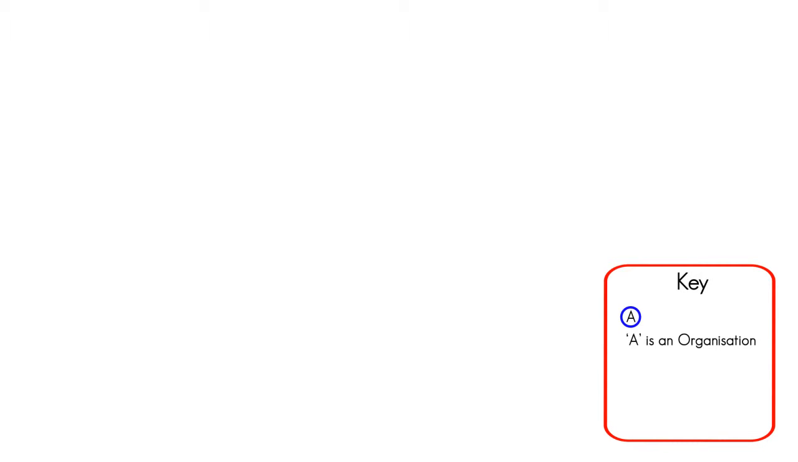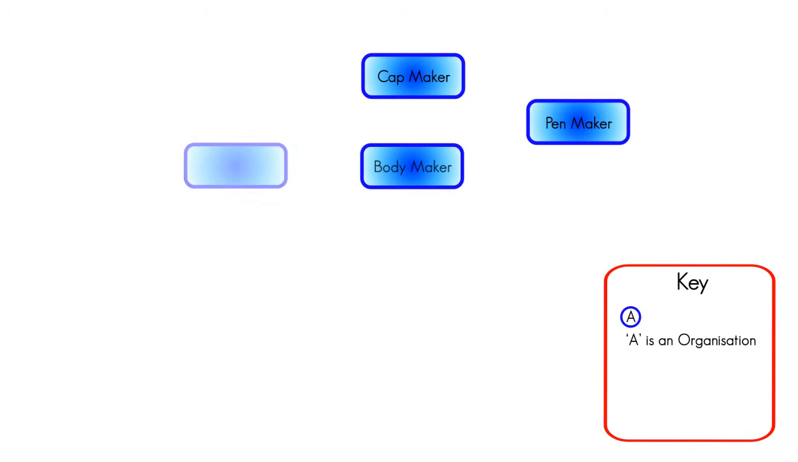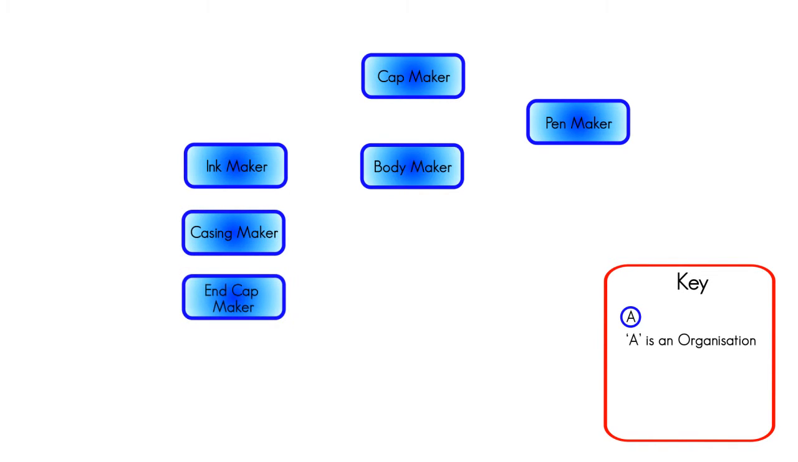From the product structure video, we already know what parts are needed to make one pen, so we can now add these to the diagram as organisations. We are going to assume that each part of the pen is made by a separate organisation for simplicity, but in reality these pens would all be made in the same place, so would actually show up as just one organisation.